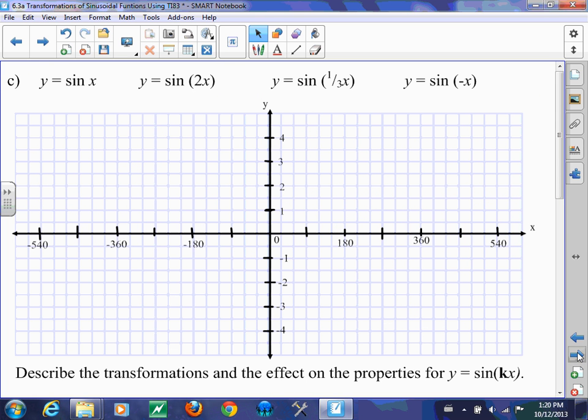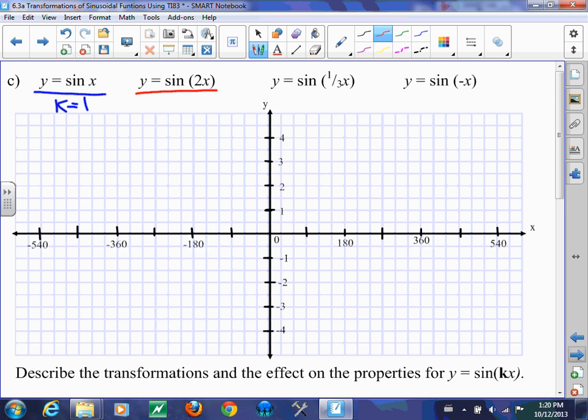Okay, so on the next page, you're going to find out that we're dealing with the letter K. The K is directly in front of the X. So we're going back to our original parent function, y equals sine x, which I call original because we used it in example A. Notice that K equals 1. In my second example, K equals 2. In my third example here, K equals 1/3. And in my last example, K equals -1.